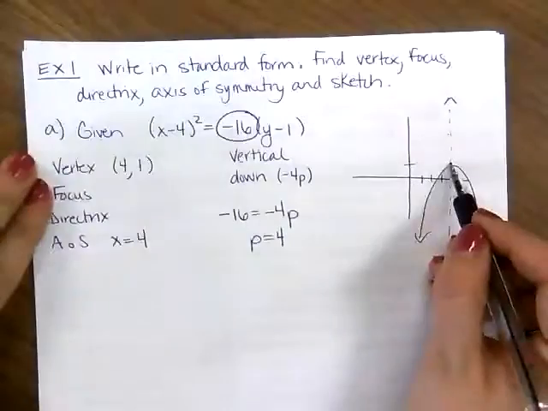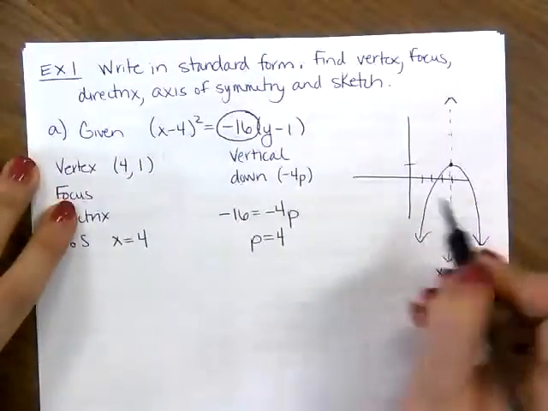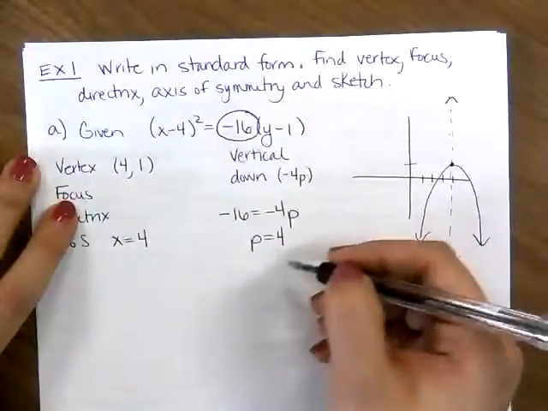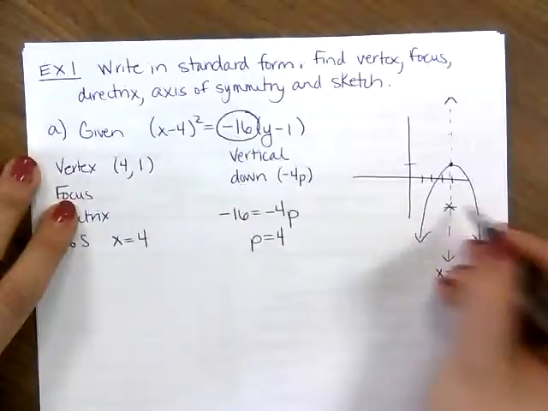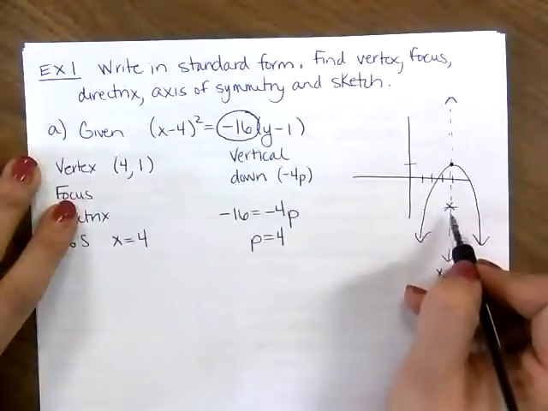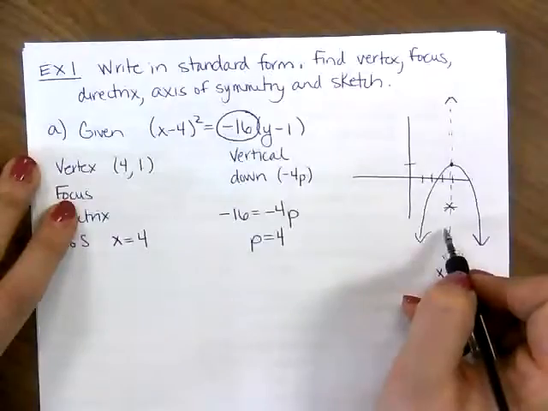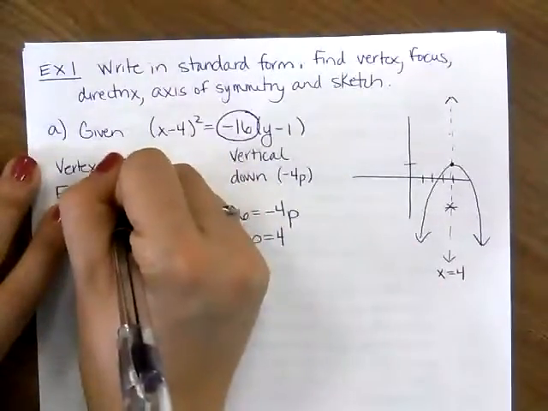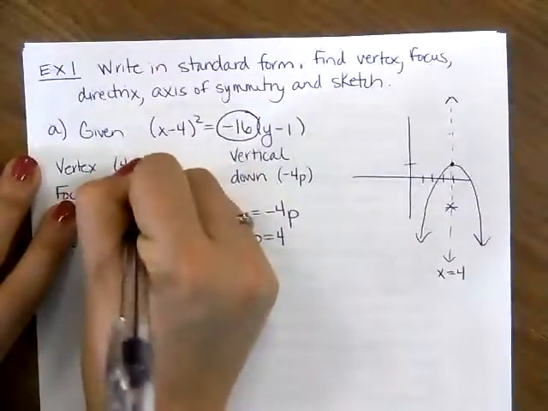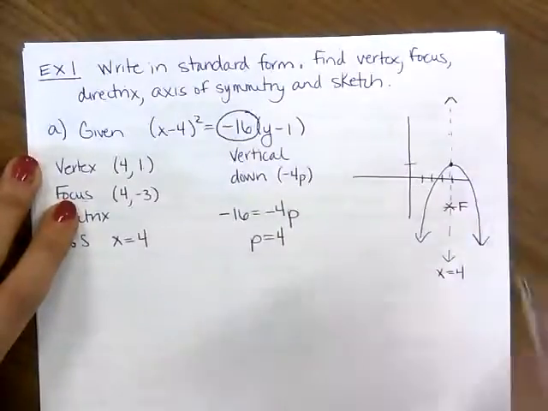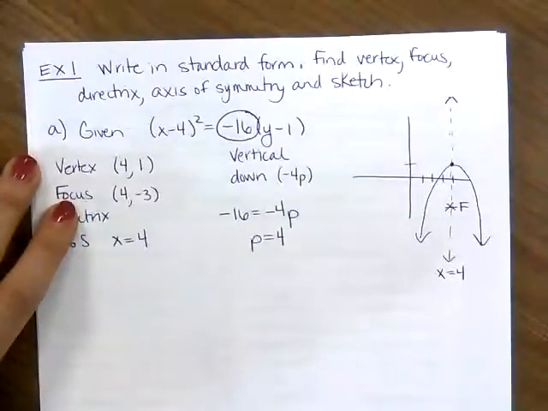Yeah. Right? So if I count down, I'll find the focus. From 1 down 4 is going to give me a -3. Agree with that? And doesn't the x-coordinate have to be the same as the axis of symmetry? So the focus should be at (4, -3). Okay? And this is our focus.